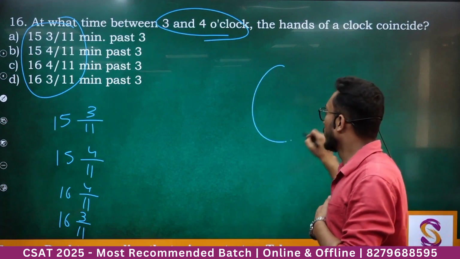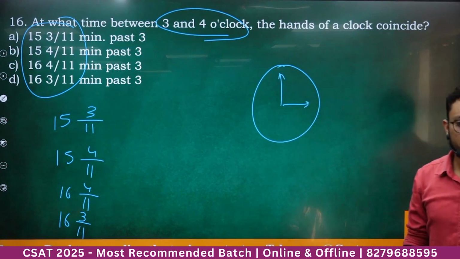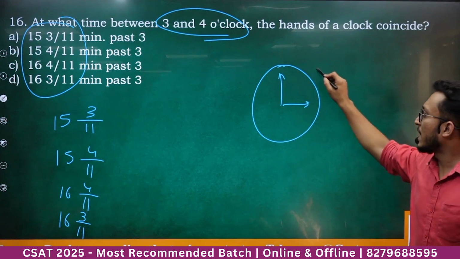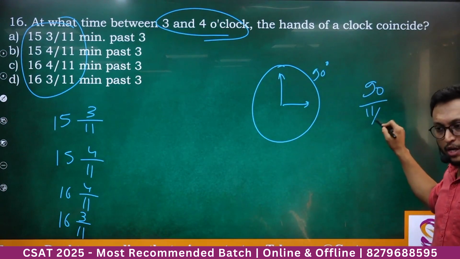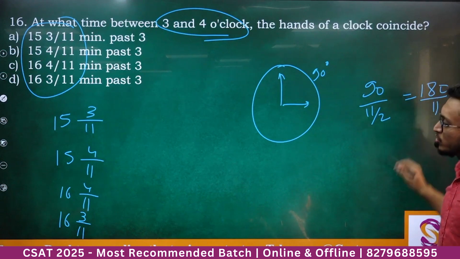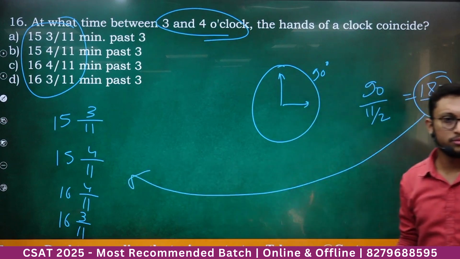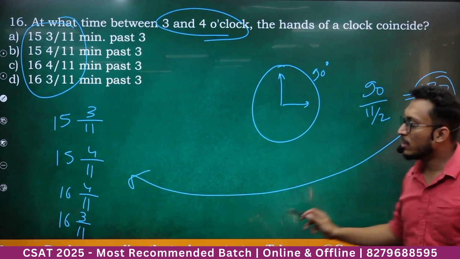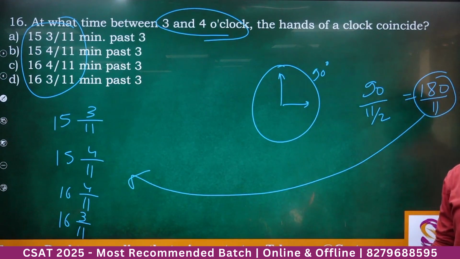Between 3 and 4, initial time, initial reference is 3. So this is 90 degrees. 90 by 11 by 2, which is 180 by 11. Now you just need to see कि 180 by 11 को how can I represent. किसको ये नहीं करते आता है? सबको आता है. चलो फिर मैं नहीं बताऊंगा, सबको आता है तो.